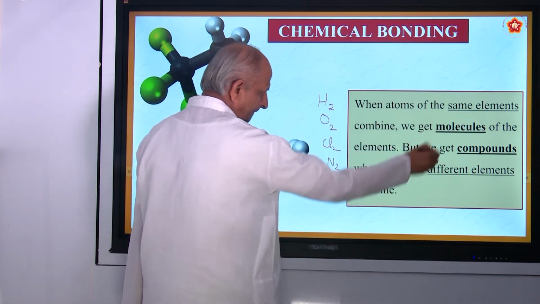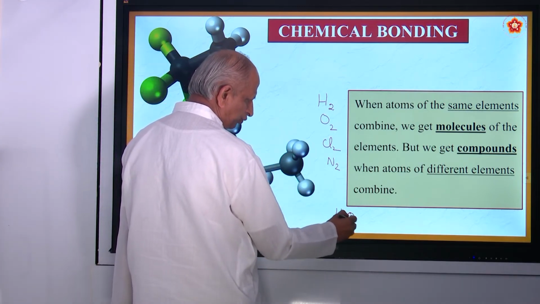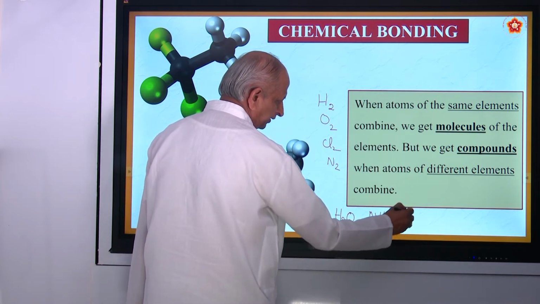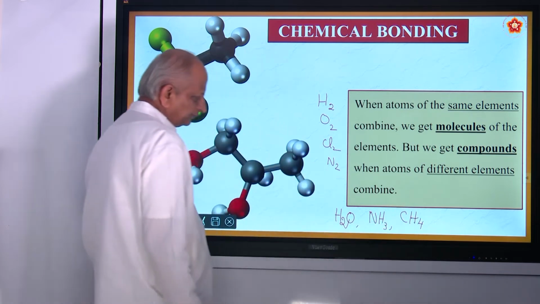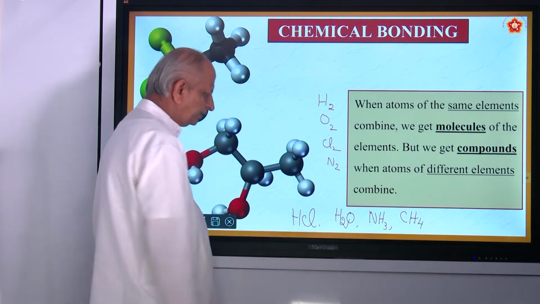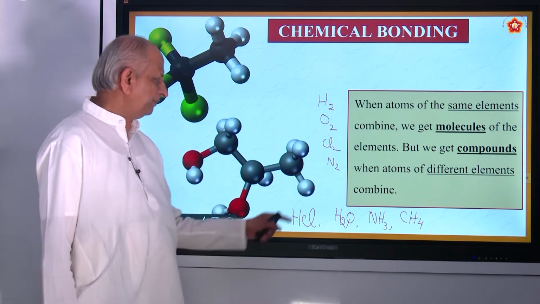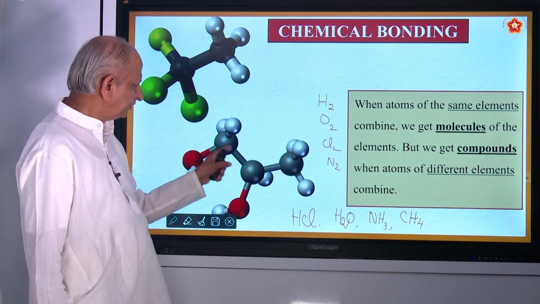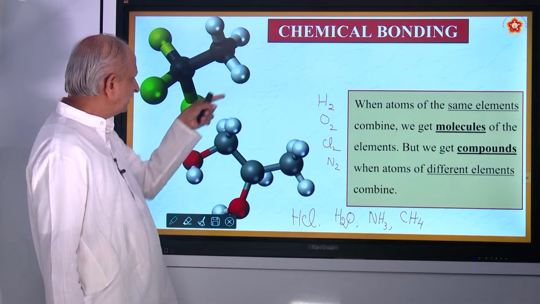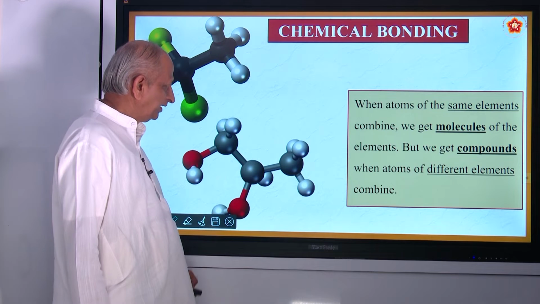And in the case of compounds, different elements are combined. For example, water is H2O. You can take the example of ammonia, NH3, methane, CH4, and you may have HCl. These are all different kinds of bonds you find, and this is between different atoms. Here this represents carbon, this represents hydrogen, this represents oxygen. This comes under organic chemistry, which you study later.